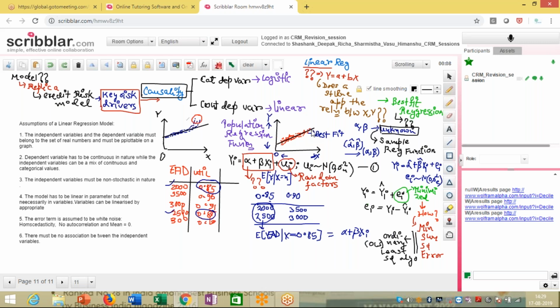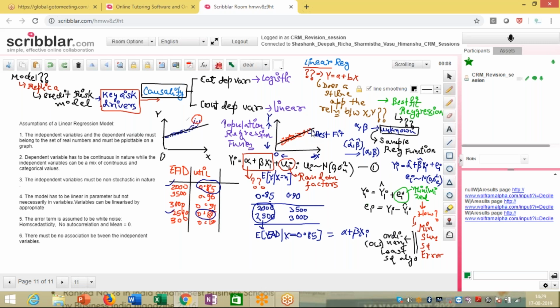We know that the population is not really known to us. So what we generally do is we use the sample regression function to frame an estimate of the population regression function, right? And now this particular model is based on certain assumptions. So what are the important assumptions that a linear regression model follows? I am repeating this because the assumptions of a linear regression model are a very potential question in any credit risk modeling interview, right?